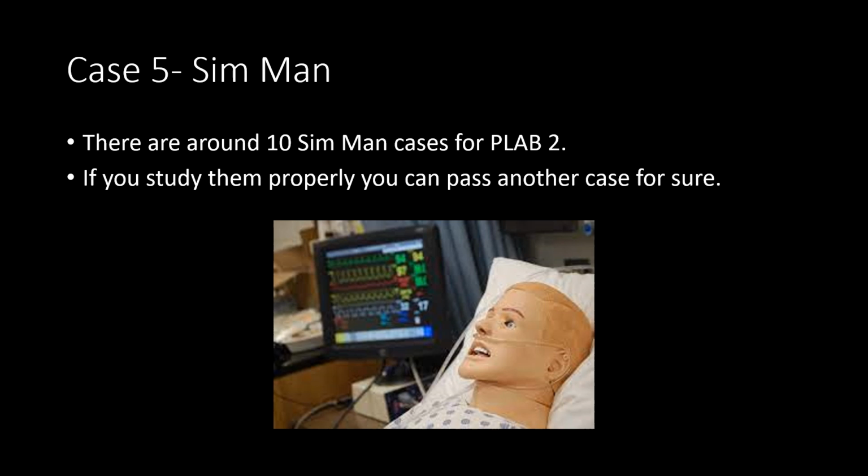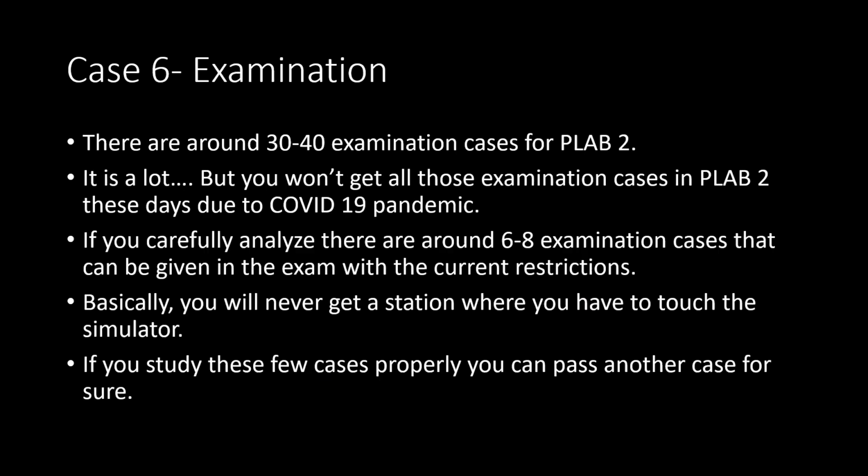What about Simman? Simman is a very easy station and you have only around 10 cases in PLAB2. If you go through these 10 cases, it is very easy because you don't get into any traps while taking the history, because the history is very straightforward. If you know the case, you can easily pass it. Now you have passed 5 stations.